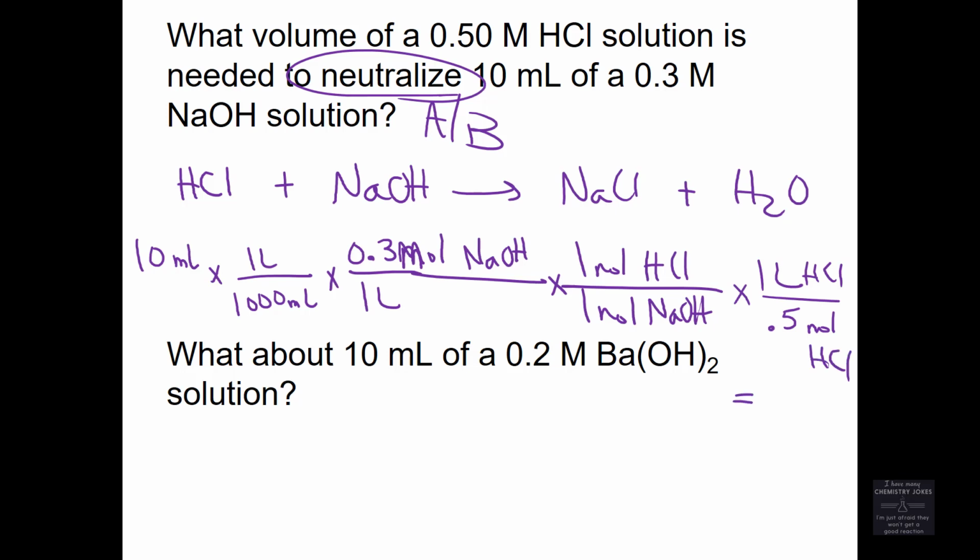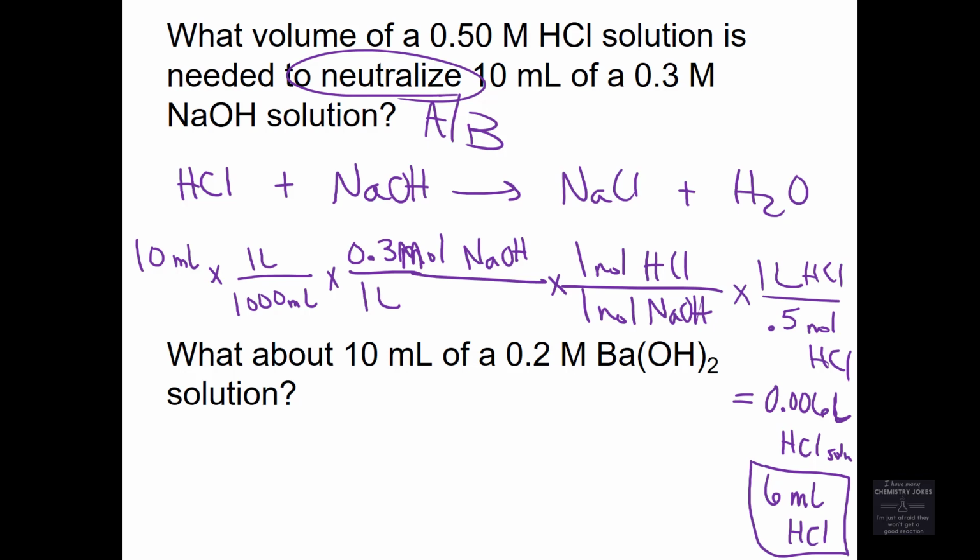So that will tell me the volume in liters needed to neutralize that much HCl. Sorry, that much NaOH. I got 0.006 liters of HCl solution. So that's 6 milliliters of HCl solution.